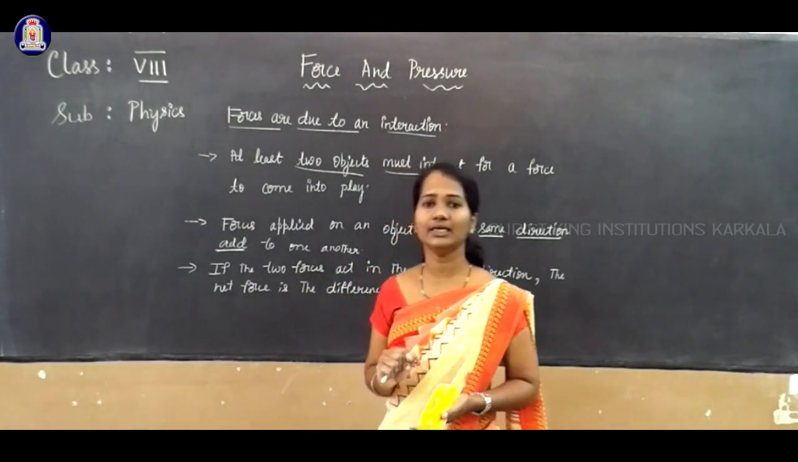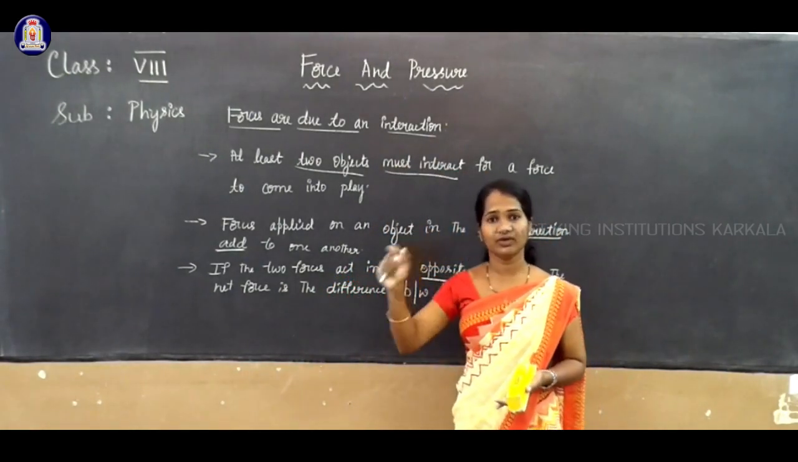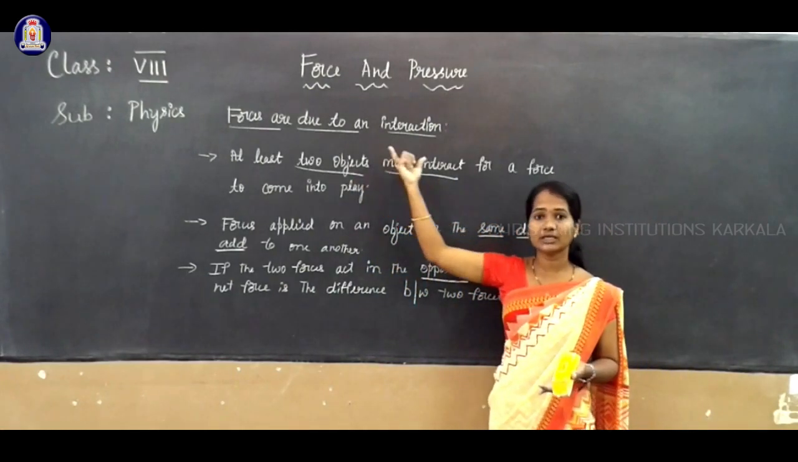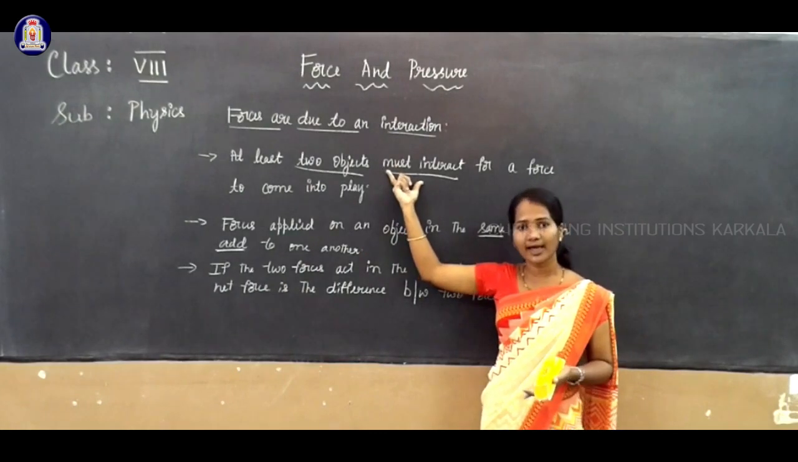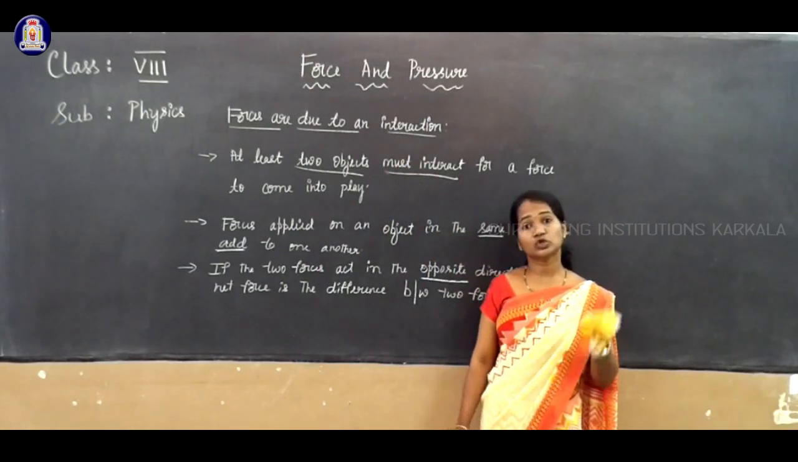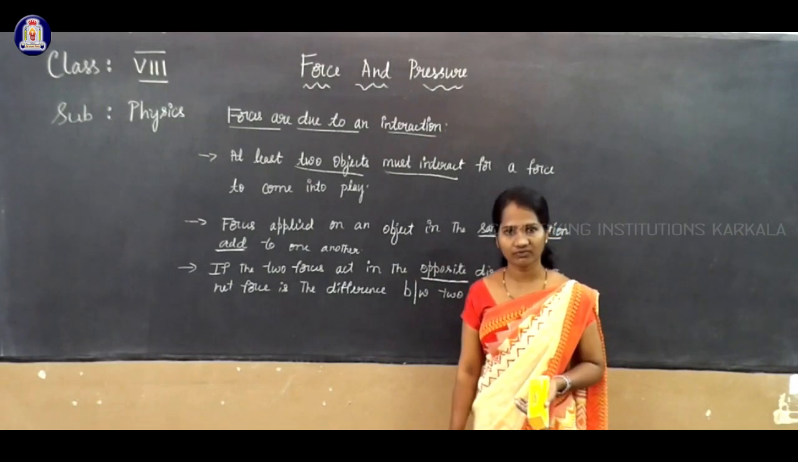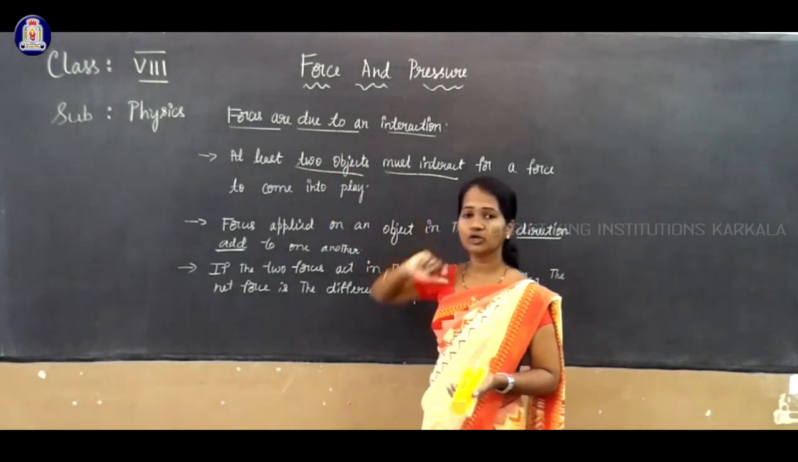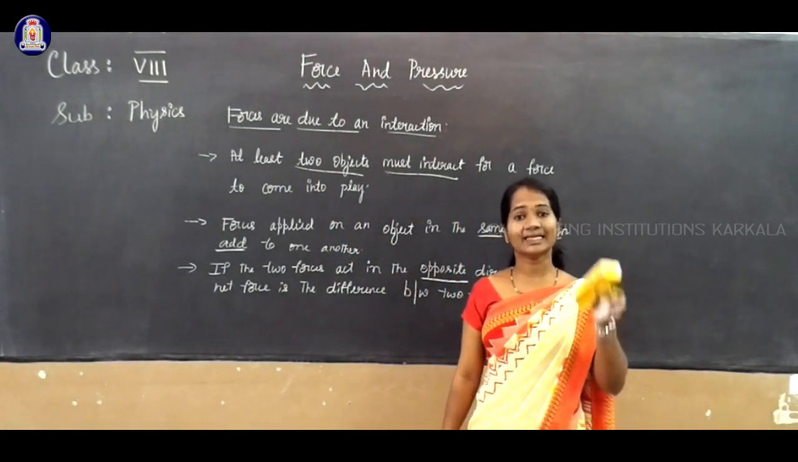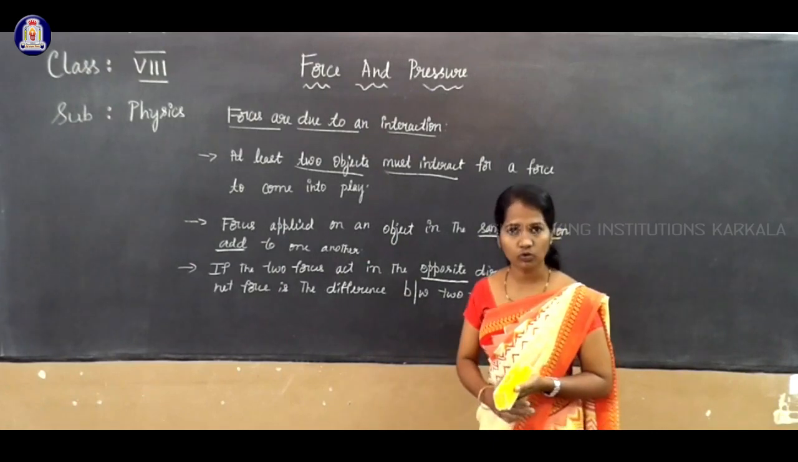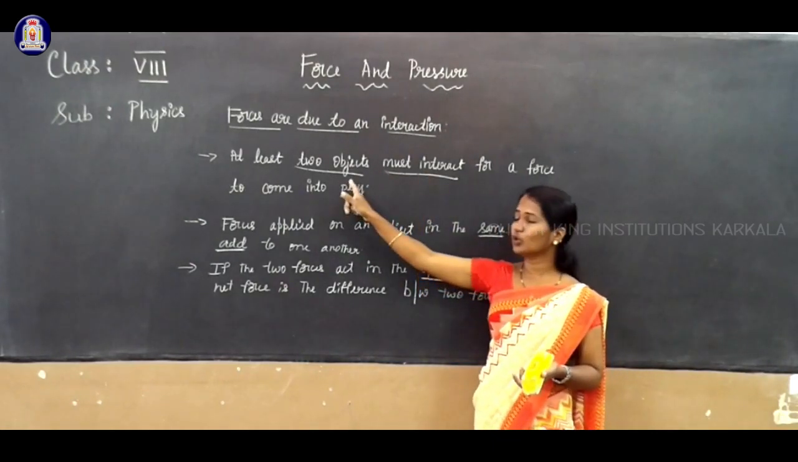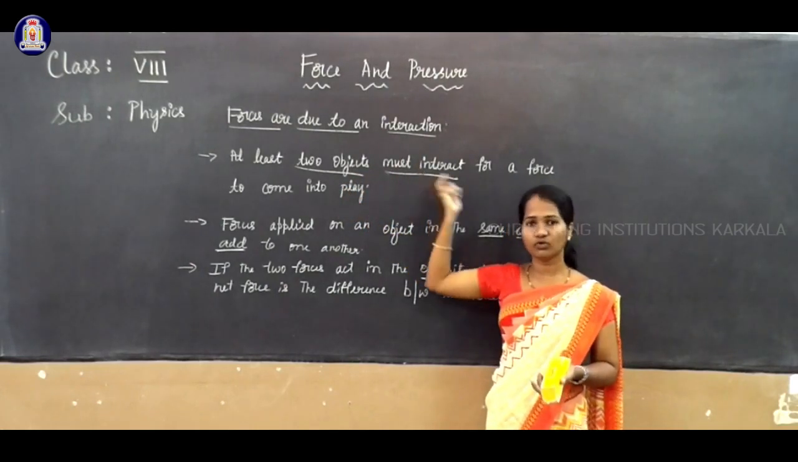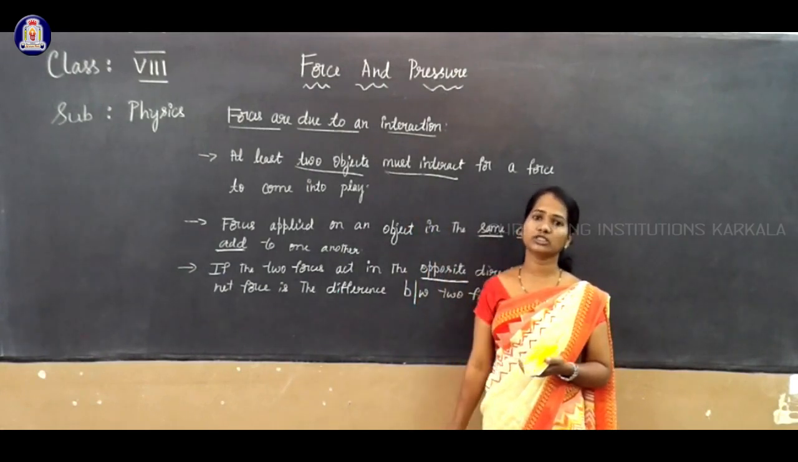So what you can see in these examples is very clear: there should be an interaction. Two objects must interact so that we can see the effect of force. Because of that, force comes into play. So force comes into play only when there are at least two objects. There may be more than two objects, but at least two, and those objects should interact with each other. Then we can say that force comes into play.